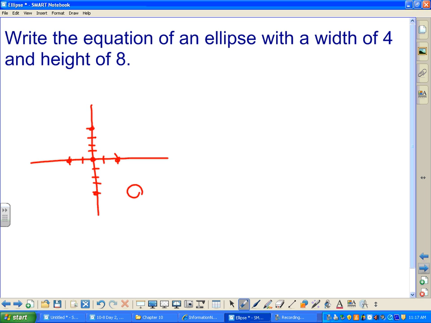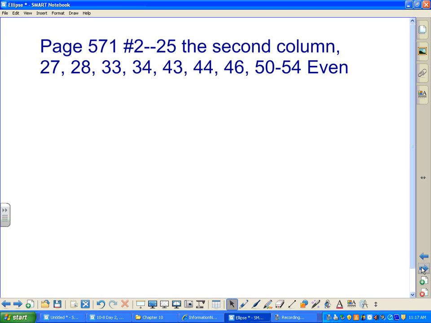It would be X squared over 4 plus Y squared over 16 is equal to 1. Okay? So I just wanted to point that out, that height and width don't go too far. All right.